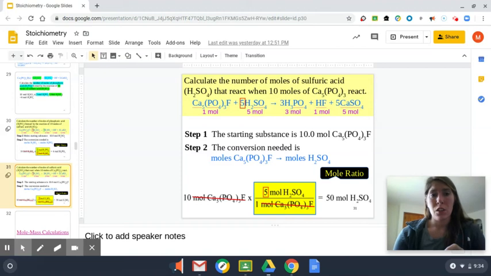Okay. So if 10 moles of this substance reacts, we have to tenfold our other substance. So 5 times 10 is 50, which is why you get your answer here, 50 moles of H2SO4. Okay. I'm going to stop videos here.